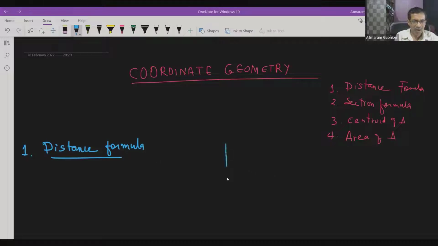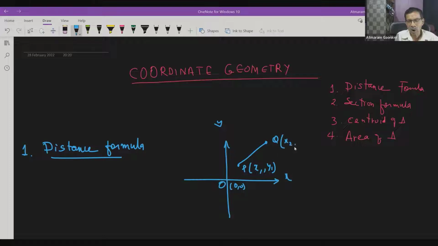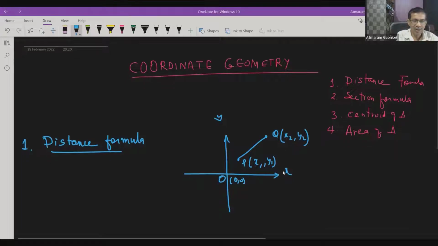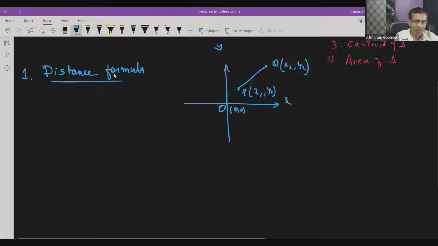Now let us discuss the coordinate axes. We know that there is the x-axis, there is the y-axis, and this is (0, 0), the center of the axes, O. Let's say we have two points. Point 1 is P and another point is Q, and let the coordinates of point P be (x1, y1) and the coordinates of point Q be (x2, y2), and we want to find the distance between these two points.